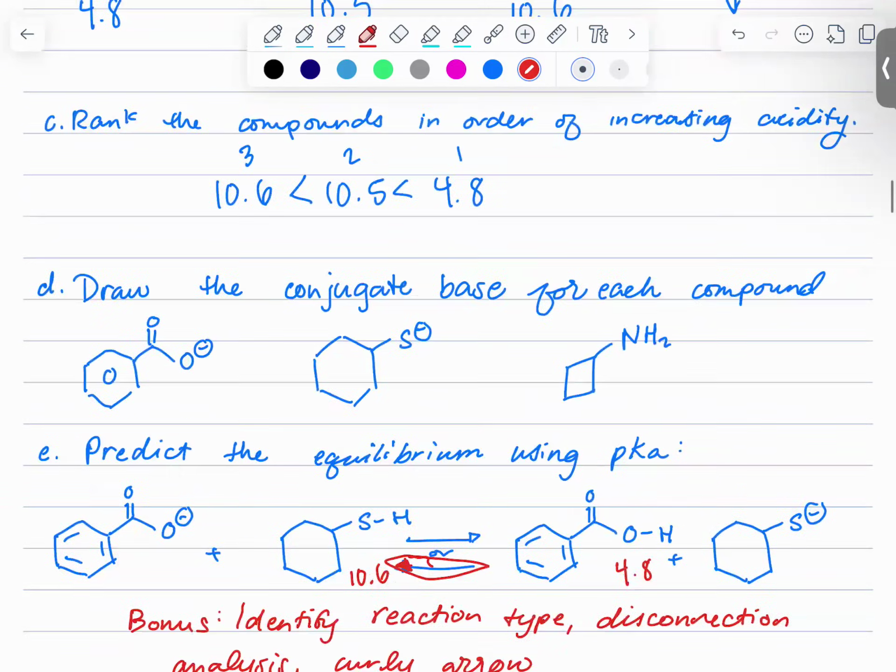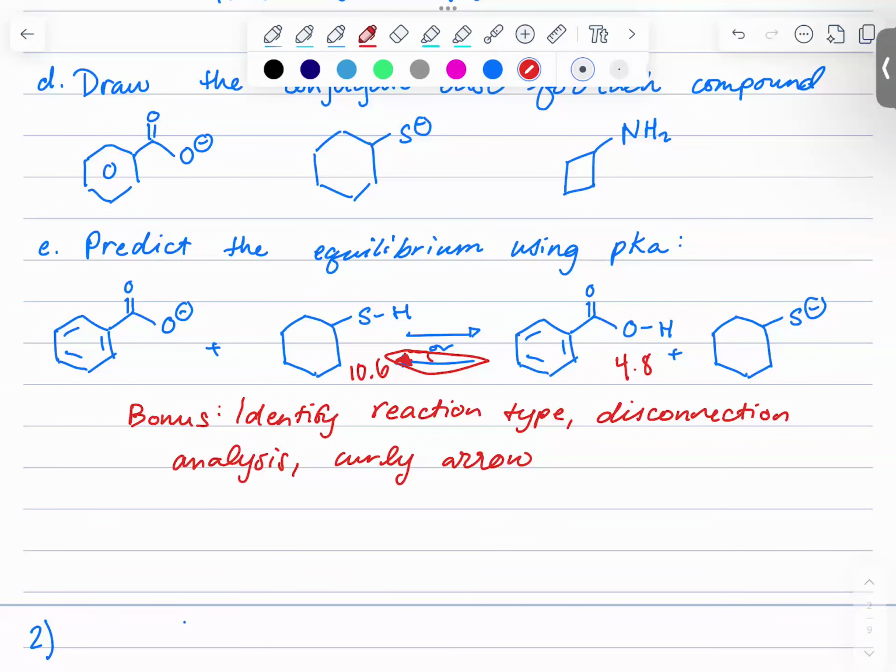Yeah, so the way that I approach the equilibrium questions, usually the equilibrium question will have the same compounds that were in earlier parts of the question. So you'll already know what the pKa is. So I will write my pKa under the acidic form, so the form that has the proton on it still.